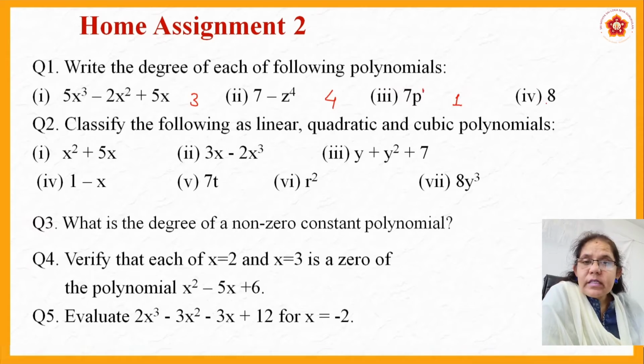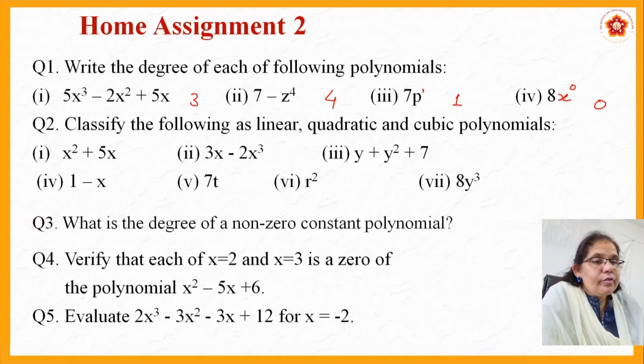In fourth part, it is a constant. So constant can be written like this. We have multiplied 8 by x raised to the power 0. It could be y raised to the power 0. It could be z raised to the power 0. Any variable we can have, because x raised to power 0 is 1. So degree of this polynomial is 0.